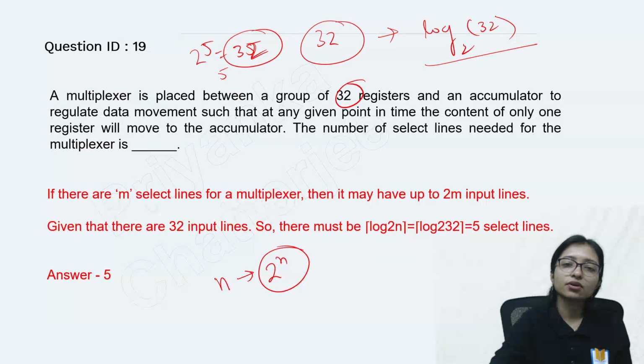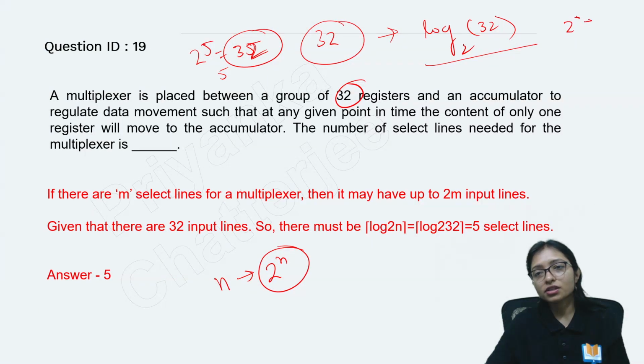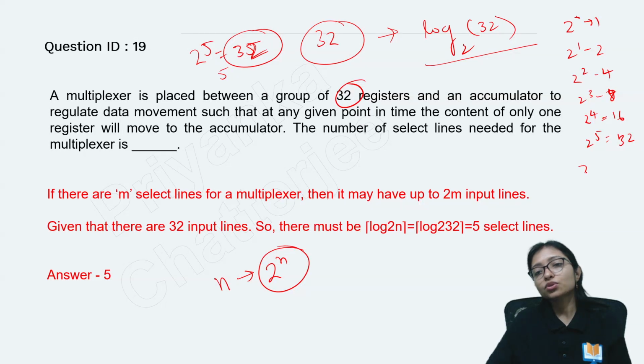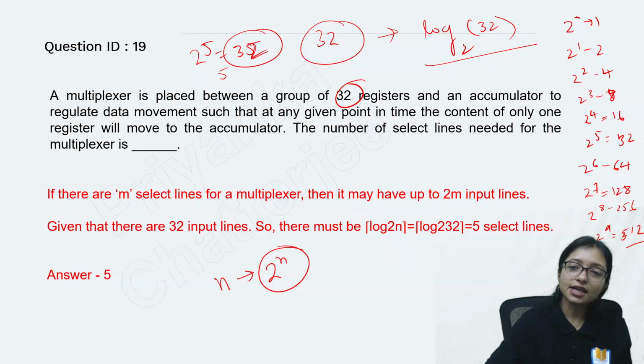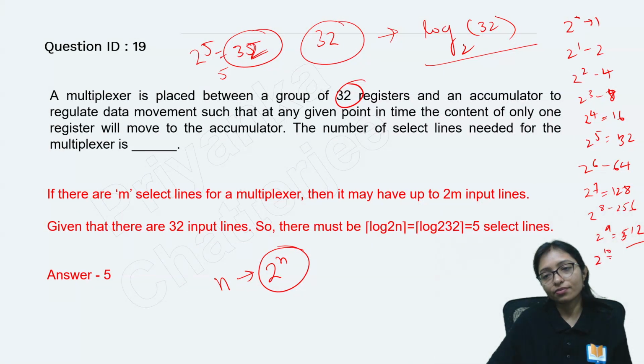For this I am giving you one thing. 2 to the power 0 is 1, 2 to the power 1 is 2, 2 to the power 2 is 4, 2 to the power 3 is 8, 2 to the power 4 is 16, 2 to the power 5 is 32, 2 to the power 6 is 64. This is always important. 2 to the power 7 is 128, 2 to the power 8 is 256, and 2 to the power 9 is 512. The simple way, remember it and you can do everything. Yes, and 2 to the power 10 is 1024.